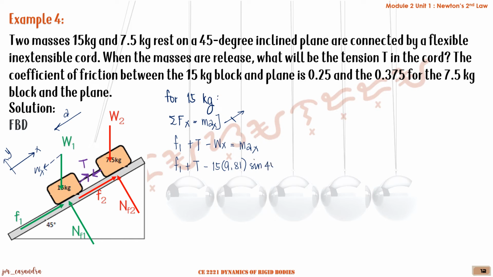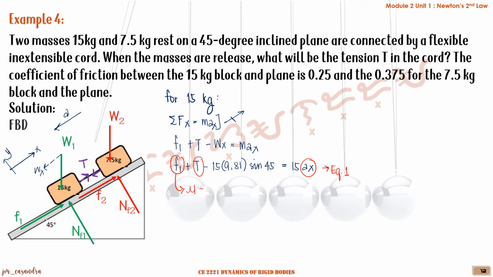times sine of 45, is equal to m ax, that's 15 times ax. So we have 1, 2, 3 unknowns. So this is equation 1.